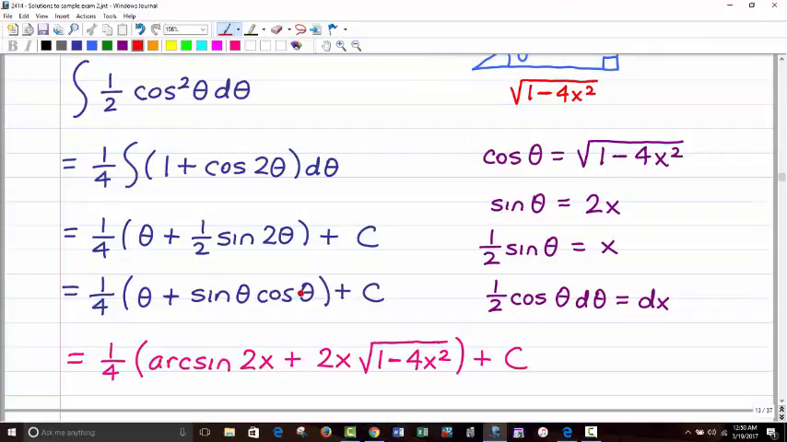So now we have the antiderivative: 1/4 times theta plus sine theta cosine theta. Really don't need the plus C to the final answer. So we have to convert this back into x.